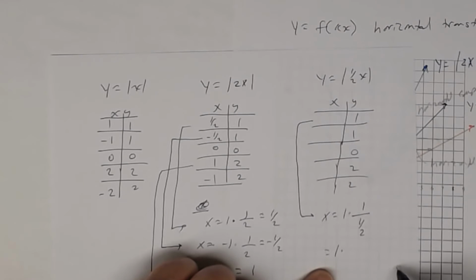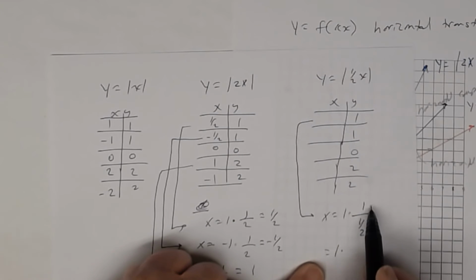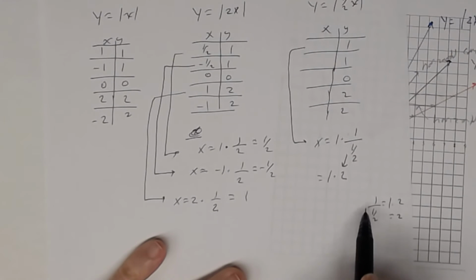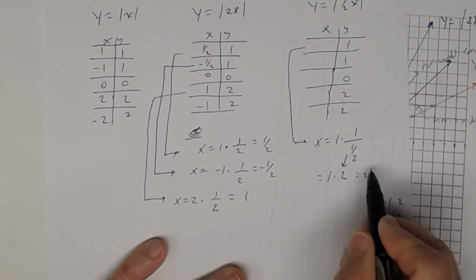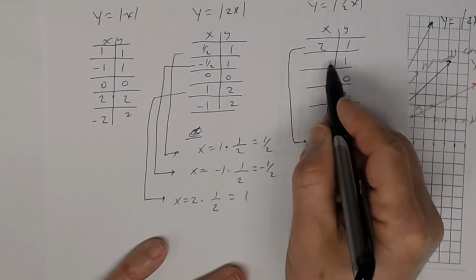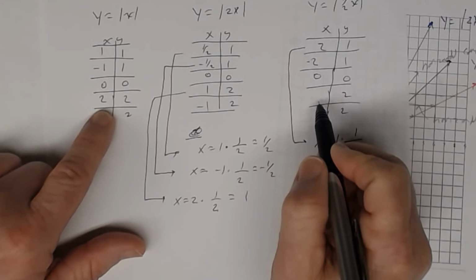Let me go ahead and do this here. So this part here will be 1 divided by 1/2. Remember, it's 1 times the reciprocal of 1/2, which is 2. So this right here is 2. You saw that here, right? So 1 divided by 1/2 means 1 times the reciprocal of 1/2, which is 2. So 1 times 2 is 2. And when x is -1, that will be -2. This is 0. Now let's look at 2.